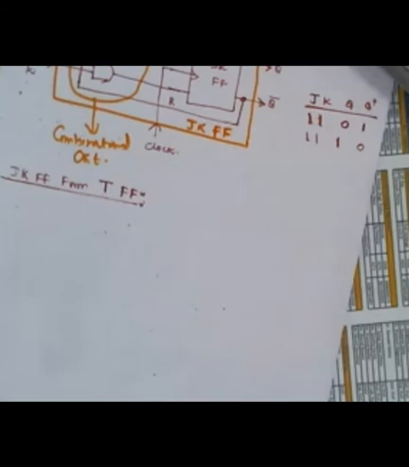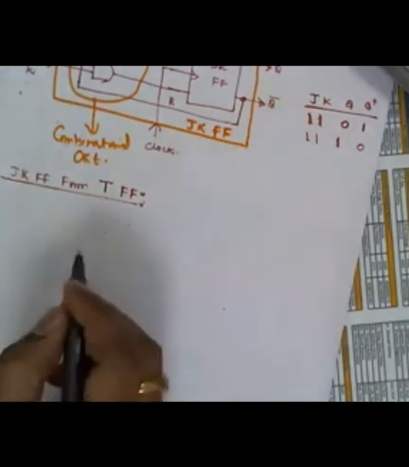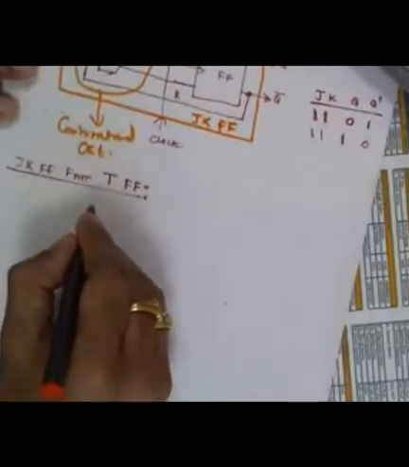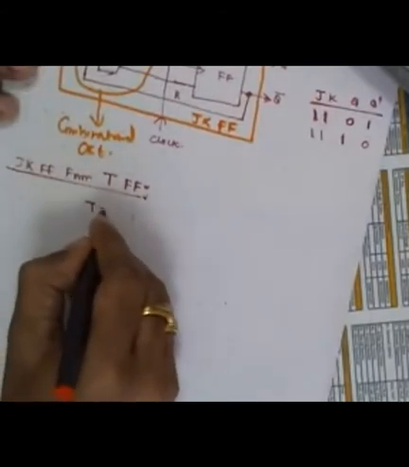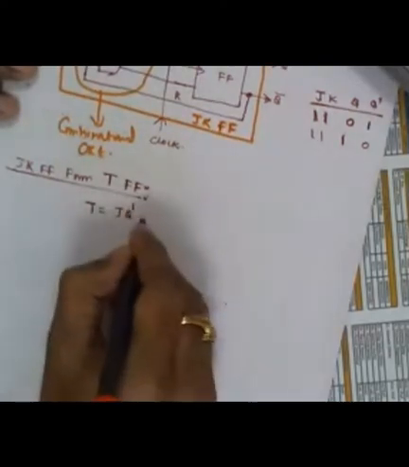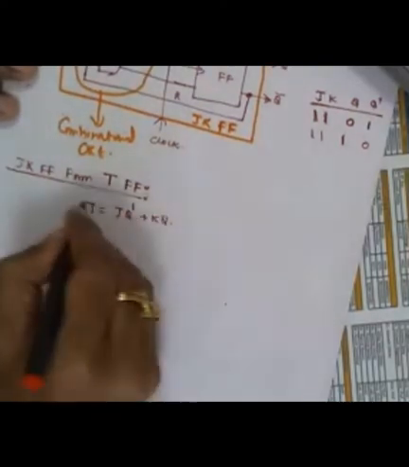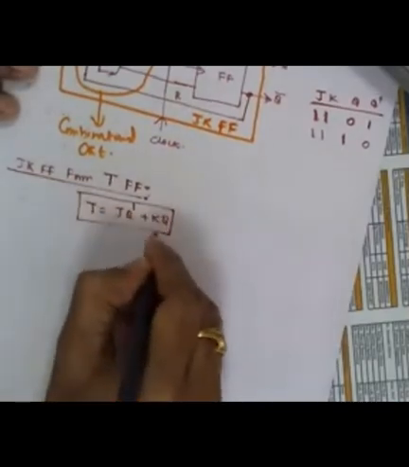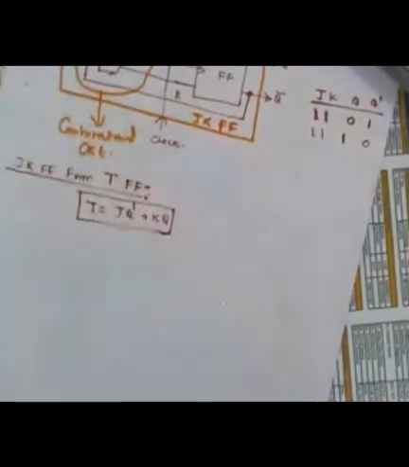So T equals J Q bar plus K Q. One second, Nindamani. Tell me, T equals what? J Q bar plus K Q. All of you, check whether you got this expression, this logical equation. Yes, sir. Then you draw the circuit, and then you check that function.